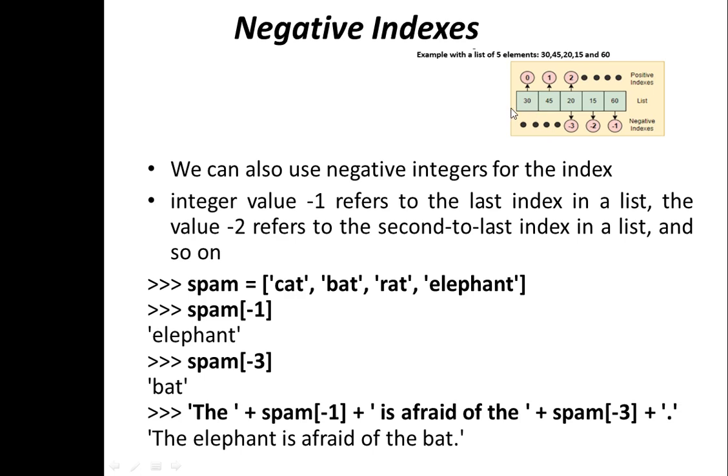You have a list which is having the values 30, 45, 20, 15 and 60. If you are accessing the values from the left hand side, then you use positive indexes. So that means the index of 30 would be 0. Here the index is 1. Here the index is 2 and so on. If you are accessing the values of the list from the right hand side, then the indexing will become negative. This rightmost value will have an index -1. Then you add -1 to it, -2. Again you add -1 to it, -3. So it goes on like that.